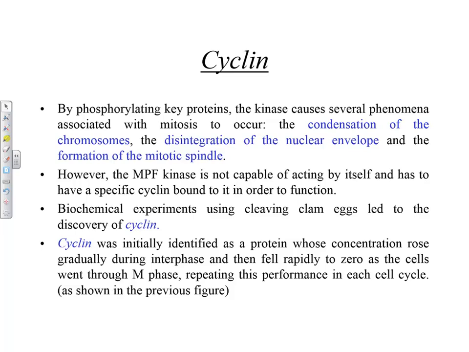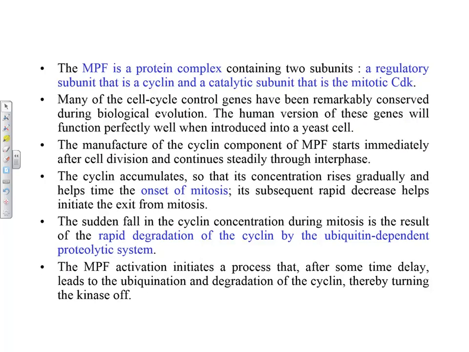Now, biochemical experiments using cleaving clam eggs, that means clam eggs that are dividing very fast, led to the discovery of cyclin. Cyclin was initially identified as a protein whose concentration rose gradually during interphase, and then fell rapidly to zero as the cells went through M phase. So this is like a timer. It's building up and then, like a capacitor getting charged, then discharged. So doing the timing. And then it fell rapidly to zero as the cells went through M phase, repeating this performance in each cell cycle, as shown in the figure earlier.